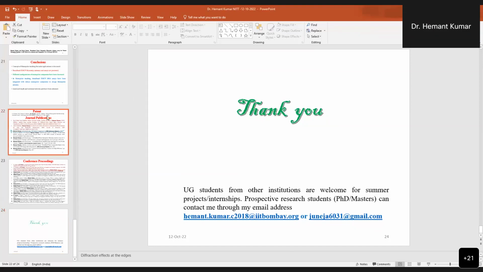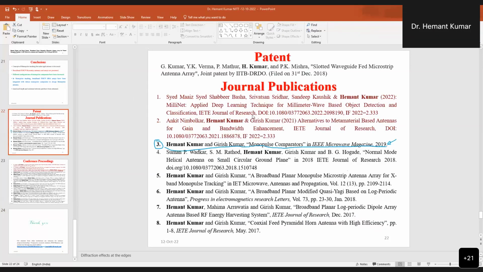But there, instead of microstrip, we have used a slotted waveguide fed microstrip antenna array. A patent is also filed on that slotted waveguide fed microstrip antenna array. This was designed at Ka band, so millimeter wave frequency, around 35 gigahertz. So you can see this paper, and one paper is on this.